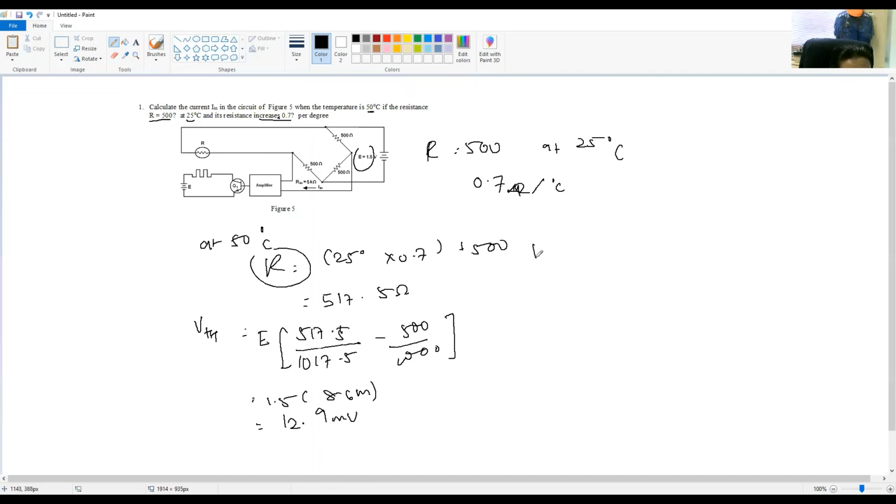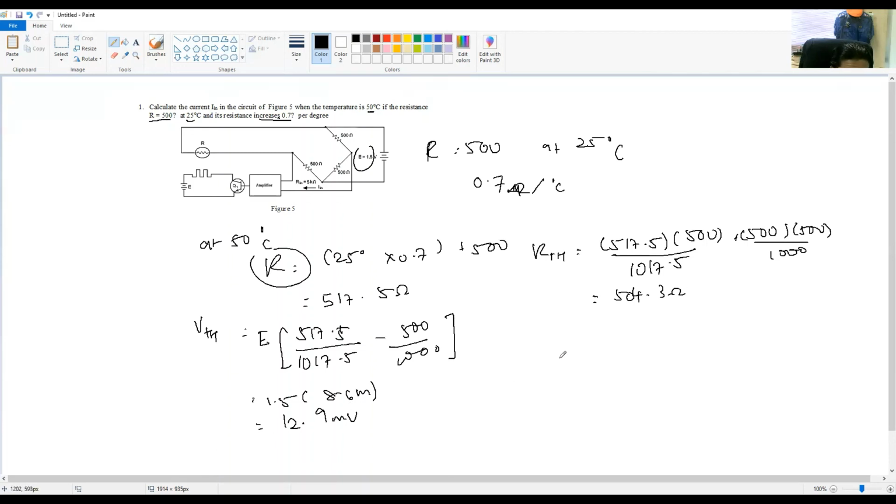Then next we have to calculate the RTH. Just use the formula: 5 multiplied by 500 divided by 1.75, plus 500 by 500, by 1000. Using your calculator, the answer will be RTH equals 504.3 ohms.